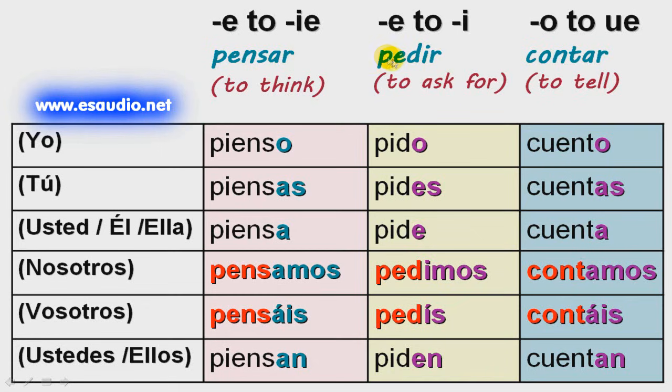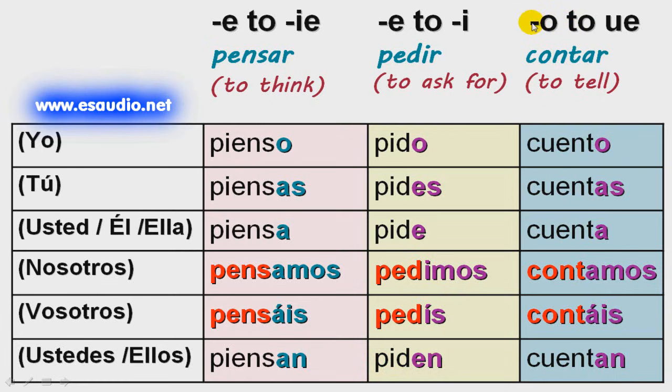Now, there's another group of verbs that change from e to i. For example, instead of saying yo pedo, we say yo pido. So the e has changed to i. Yo pido, tú pides, usted, él, ella pide, nosotros pedimos, vosotros pedís, ustedes, ellos piden.